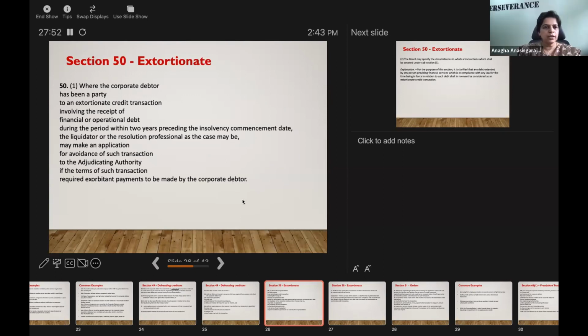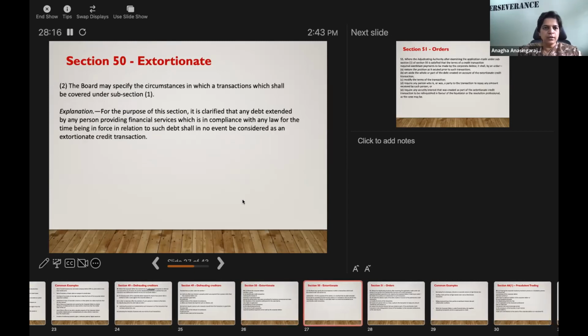Section 50 extortionate, where the corporate debtor has been a party to an extortionate credit transaction involving the receipt of financial or operational debt during the period within 2 years preceding the ICD. The liquidator or the RP, as the case may be, can make an application for avoidance of such transaction to the NCLT if the terms of such transactions required exorbitant payments to be made by the CD.